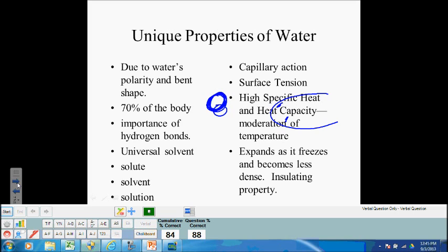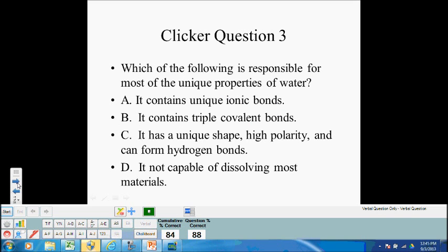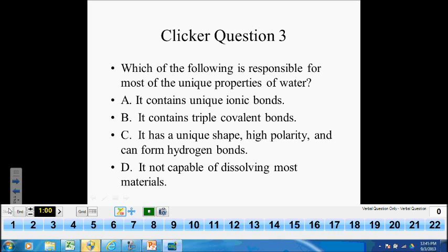But the key thing is pretty much all those properties that we just talked about are due to one or two things. Water's polar, forms hydrogen bonds. It's a good solvent, it's got capillary action, it's hard to change the temperature of water, and it expands as it freezes. Make sense? Let's go a little bit further. I think we got another clicker question coming up. We do. So click in your answer to that one.